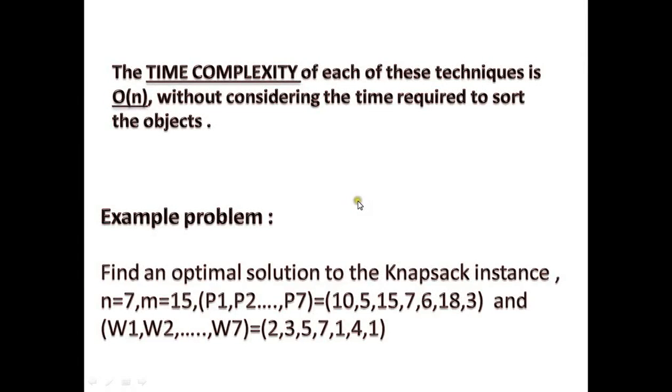The technique which gave the optimal solution for the knapsack problem requires big O time complexity. Here the time required to sort the objects is not included. Now we will take an example problem. The problem is to find the optimal solution to the knapsack, where the number of objects considered is 7 and the capacity is 15, and the profits and weights are given. Now we will see how to solve the problem.